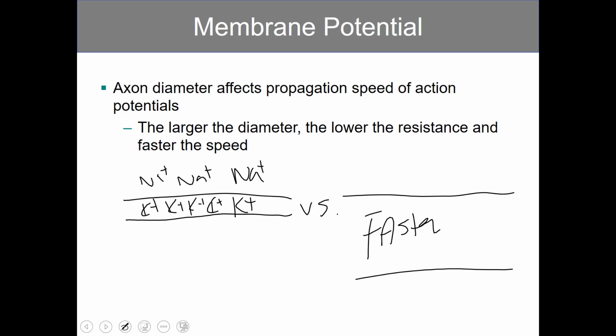When channels open, sodium rushes in, but it's already crowded in there. So that's going to slow the depolarization of that cell. It's going to slow the flood of sodium moving into that cell. When you have a larger diameter, sodium is going to be able to move in just a little easier because there's not as much crowding as you experienced with the smaller diameter. So that's going to lower the resistance and therefore allow a larger diametered axon to propagate an action potential quicker.